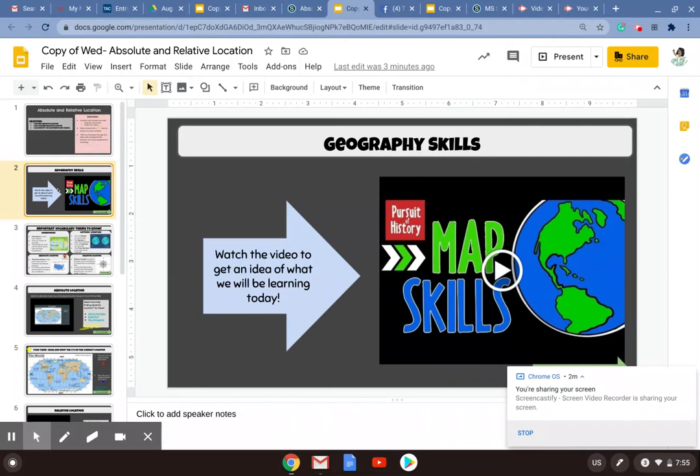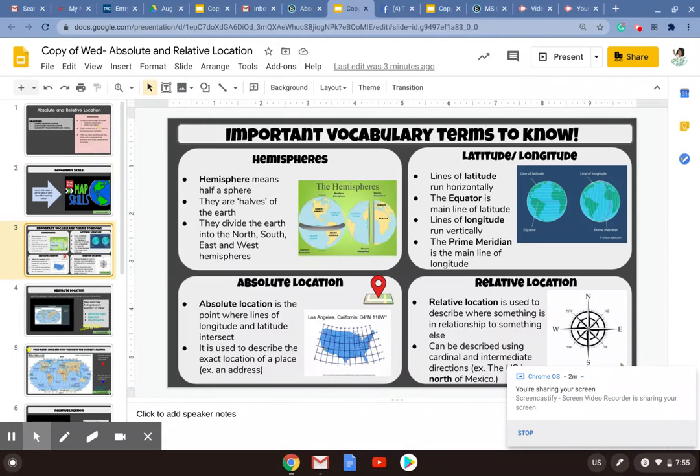So on this slide, you're going to watch a video. Make sure you read the text. If you have a notebook or a composition notebook that your parents bought you for school, now's the time to start taking notes about social studies, because sometimes you're like, oh, I need to go back and look at something, or oh, what did this mean?